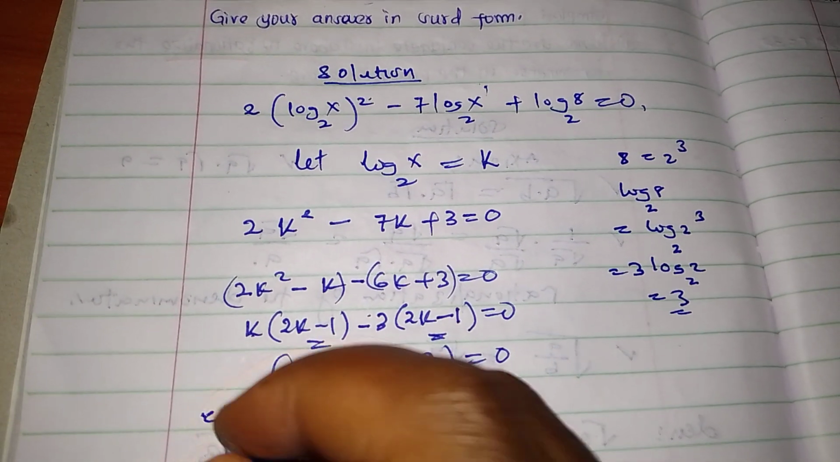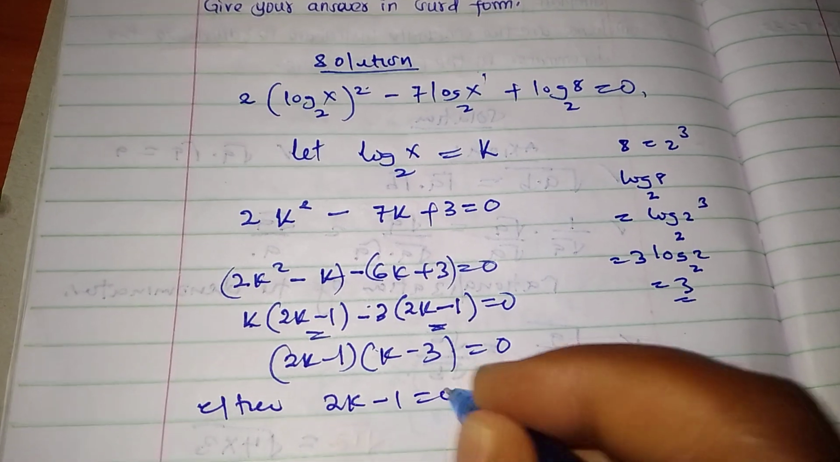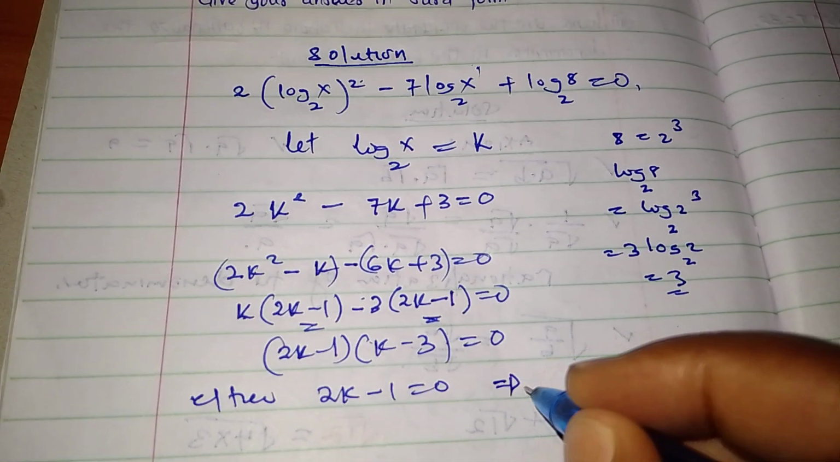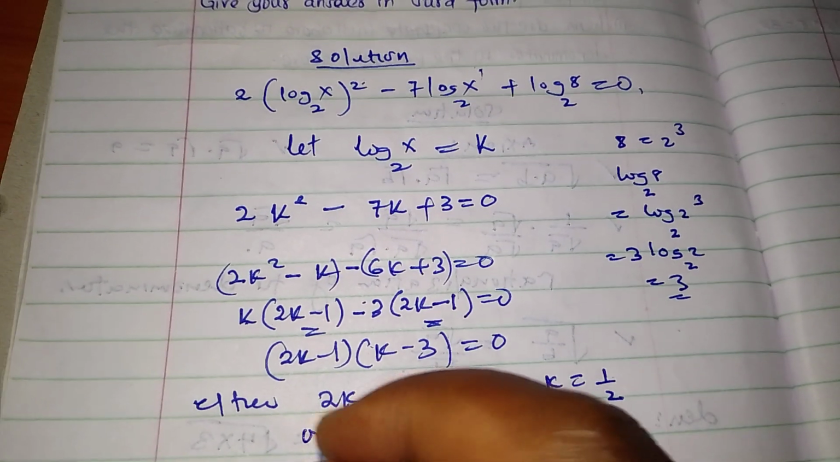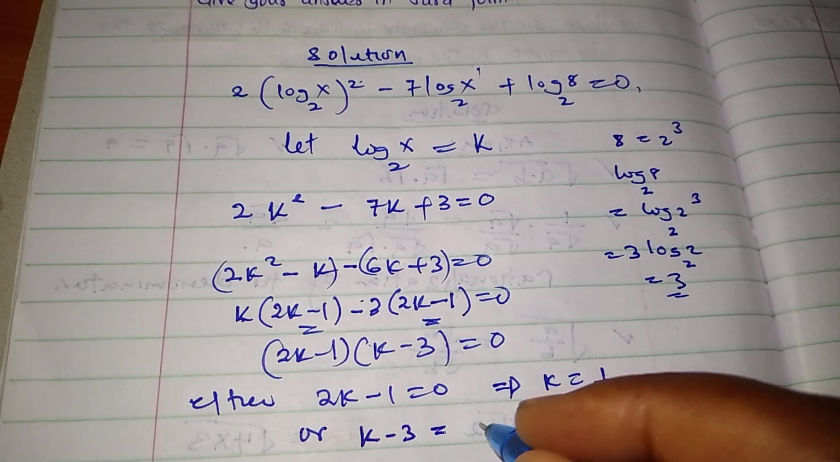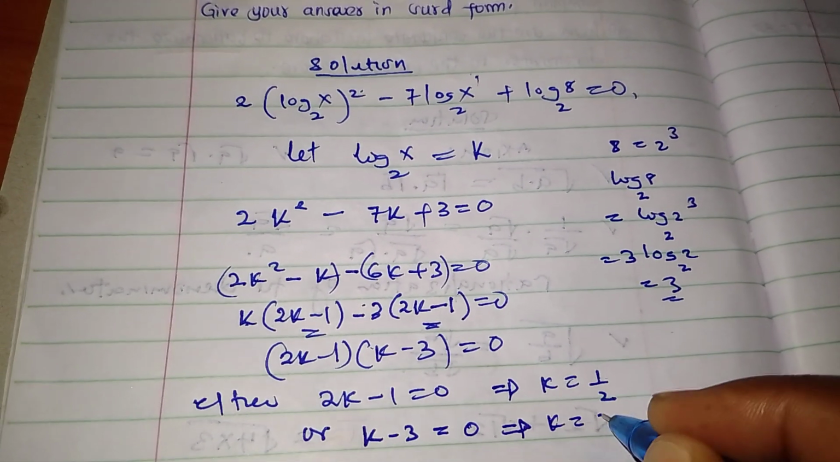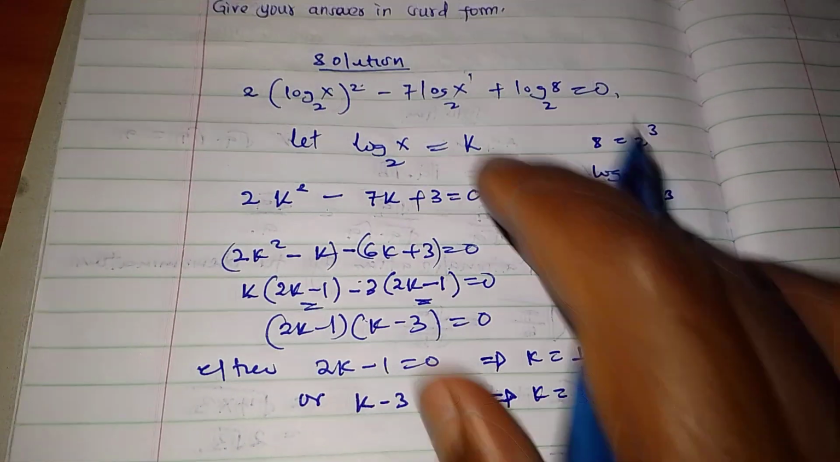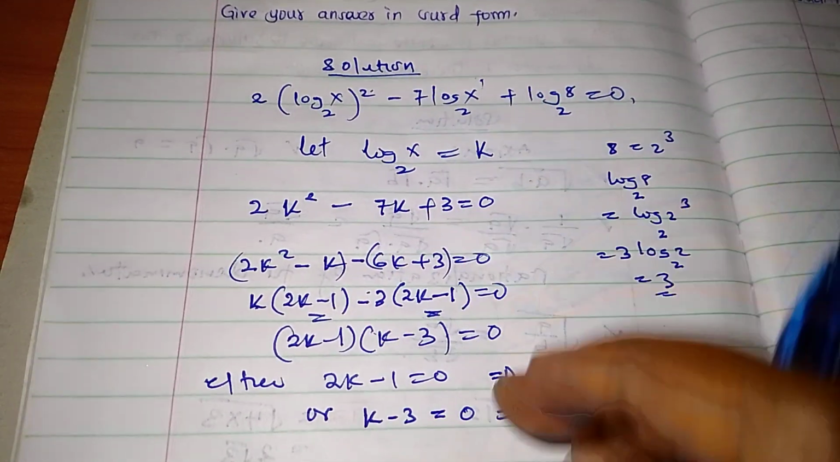So we have to say either 2k minus 1 equals 0, and this simply implies that k is a half. Or we have k minus 3 equals 0, so that also implies that k is 3. Okay, so we have to go back where we presupposed that our log of x to base 2 is k.